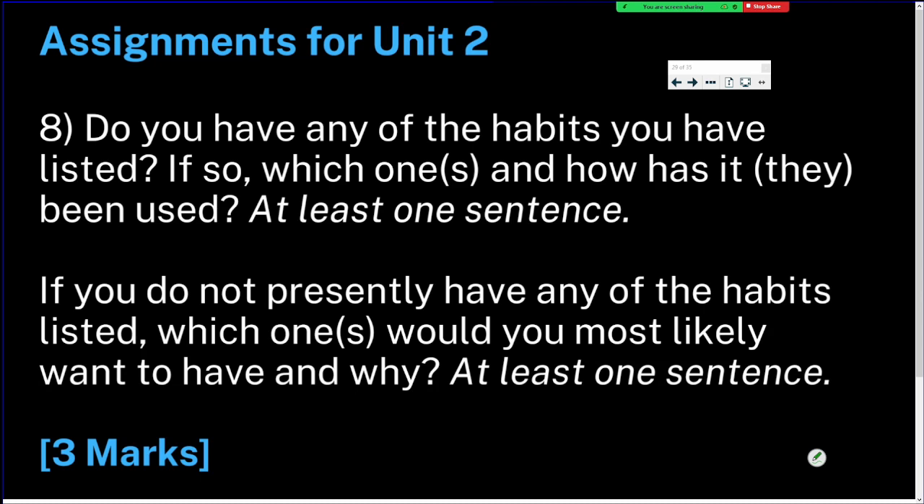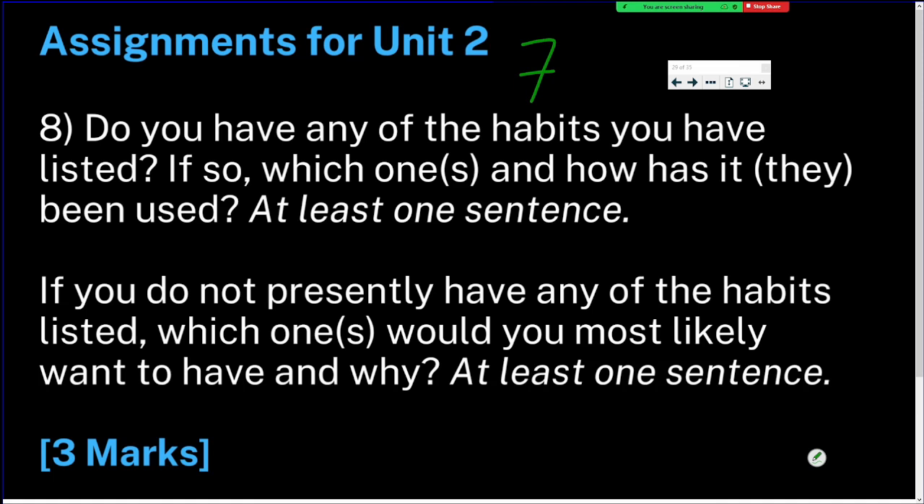Do you have any of the habits you have listed? Right. Okay. So we're talking about the 7 habits. So do you have any of the 7 habits? Right? Do you have any of those? And how has it been used? So write a sentence about having that.